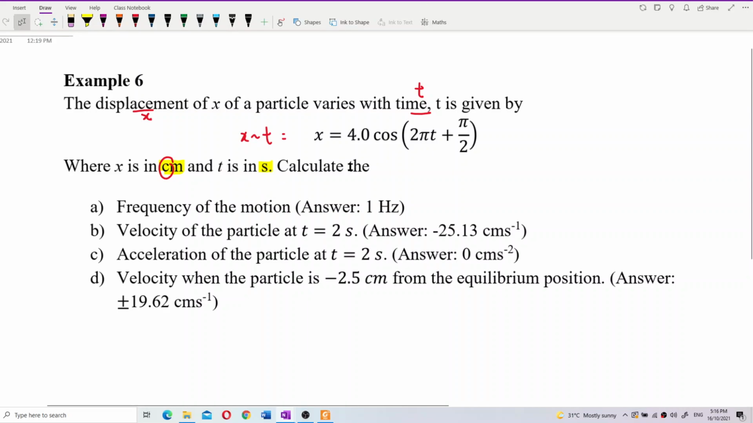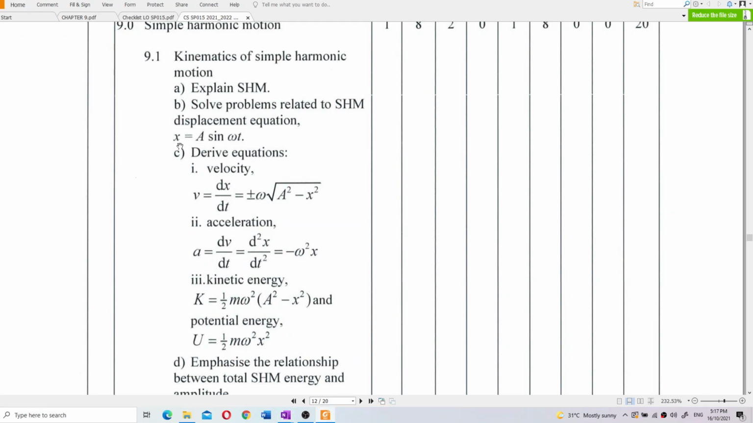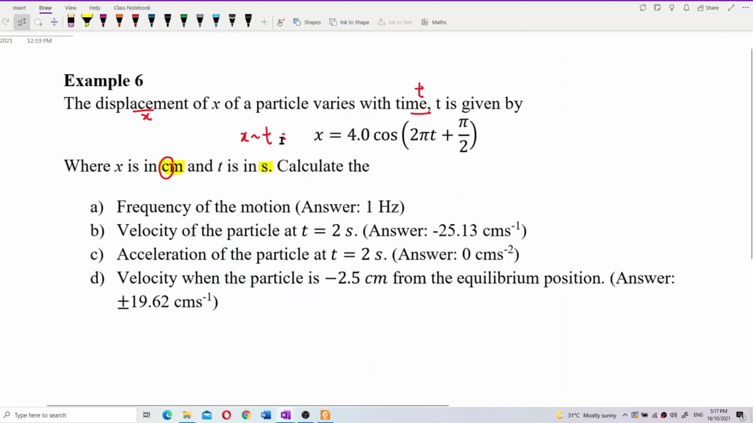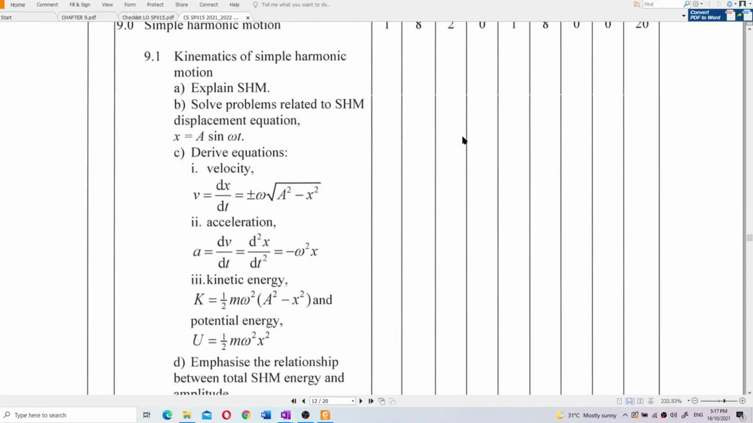Time is in second. If you look at this formula, it's a little bit different from what we have learned from our syllabus. In our syllabus, the displacement equation is sine, isn't it? x equals A sine omega t. However, this equation is cosine, and some more it has plus phi. Our syllabus doesn't have plus phi.